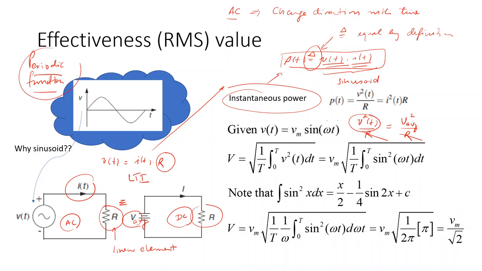Let us review the term periodic function. A periodic function is a function that has a recurrent pattern in every fixed interval. For example, you have the sinusoid like this. The period of the sinusoid is 2 pi, so it happens constantly at every 2 pi, and the pattern is the same.